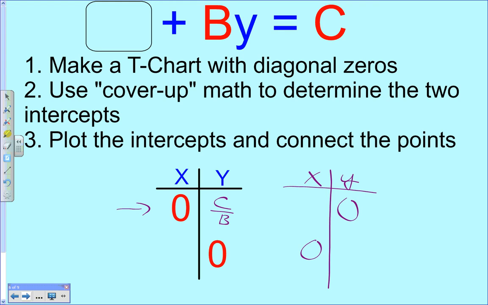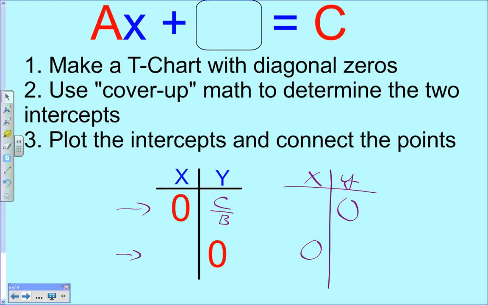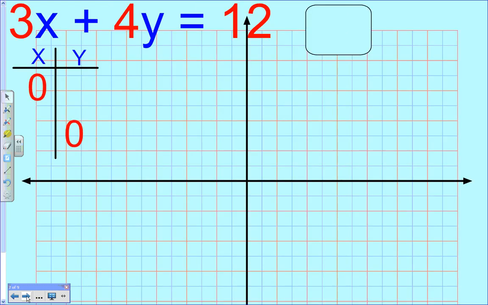Then, when you put in a 0 in the y column, you're going to cover up the term that has the y in it and solve for x. When you solve for x, in this case, you get c over a. Again, it's not important for you to remember c over a or c over b. It's important to remember you're solving for the x or the y. It might be easier to see with this example.